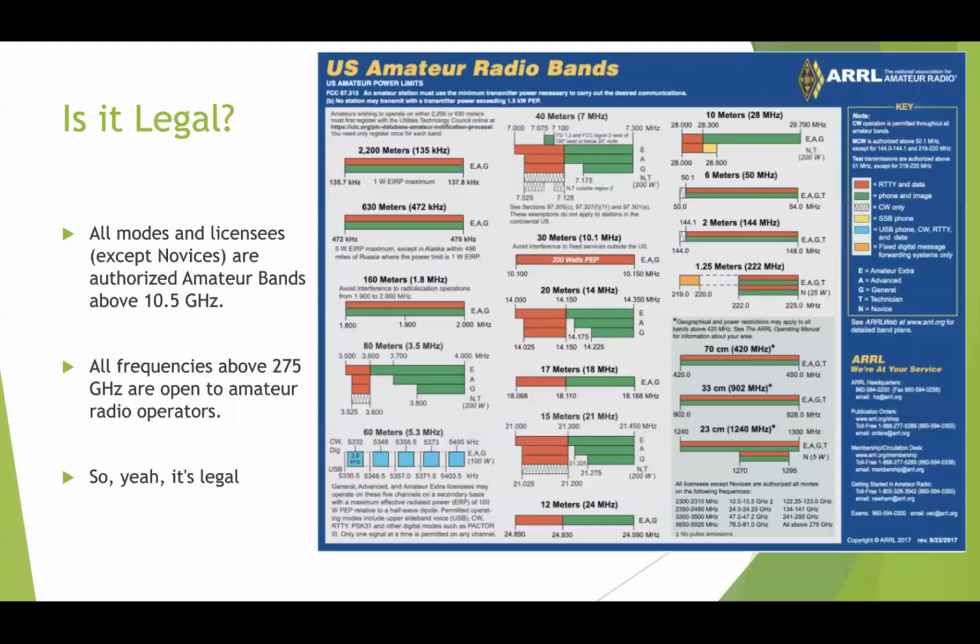So is it legal? Well, interestingly enough, all modes and licensees except novices, any novices in the room? Yeah, I didn't think so. Except novices are authorized any amateur bands above 10.5 gigahertz, and all frequencies above 275 gigahertz are open to amateur radio operators. So if you look down here, it says right here, all above 275 gigahertz. Anything above 275 gigahertz, trust me, terahertz are above gigahertz. Those are open to amateur radio operators. So it's actually legal for us to do this.